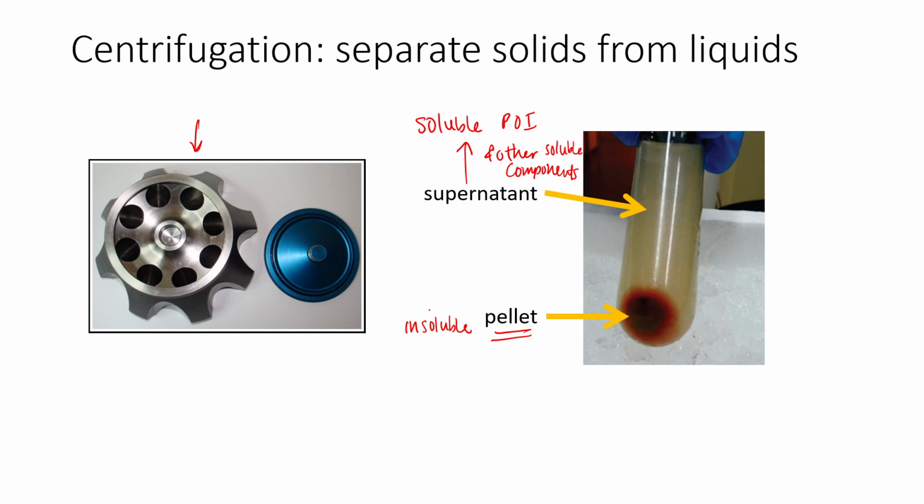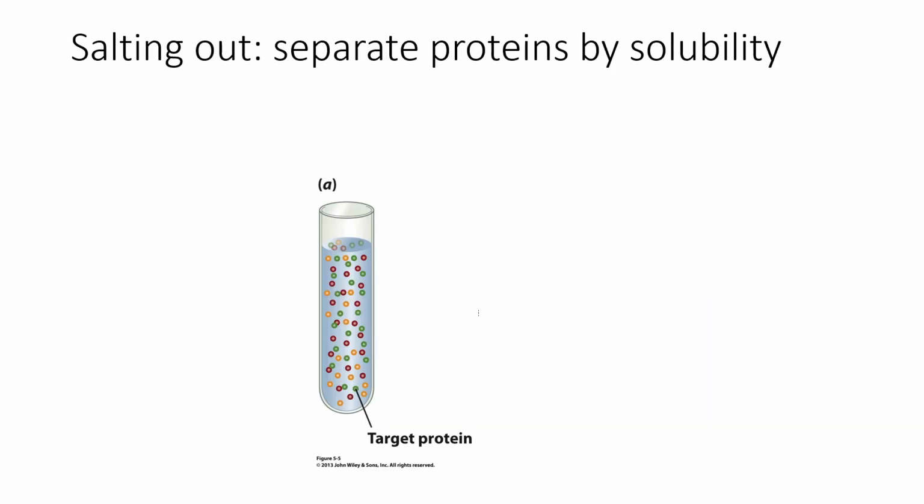So that's a general first step. From there, you pick out the supernatant, save the supernatant, discard the pellet, and now we have this liquid portion that contains all of the soluble components of our lysed cells.